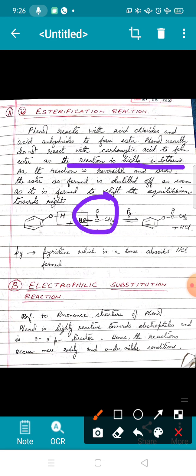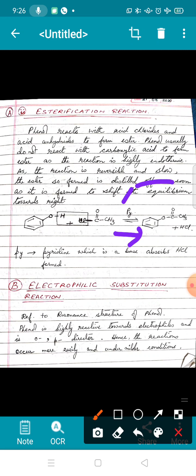So acid chloride, when we treat it with phenol, we get ester and HCl. Now HCl is a strong acid and the reaction is reversible. To shift the equilibrium towards right, we take a base, that is pyridine, which will react with HCl to form pyridinium chloride to shift the equilibrium towards right.